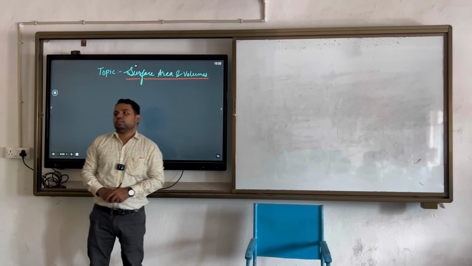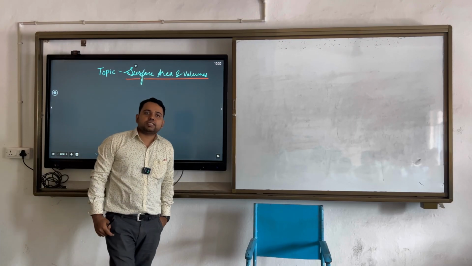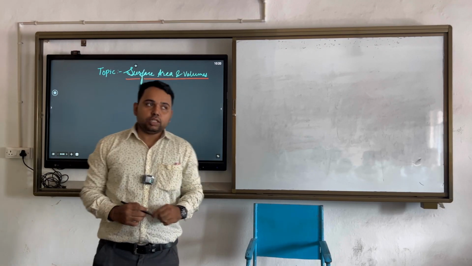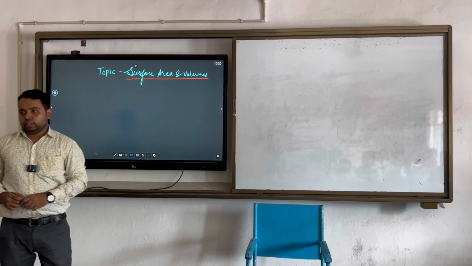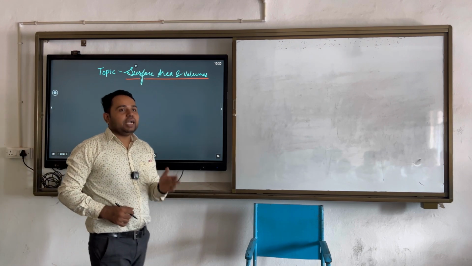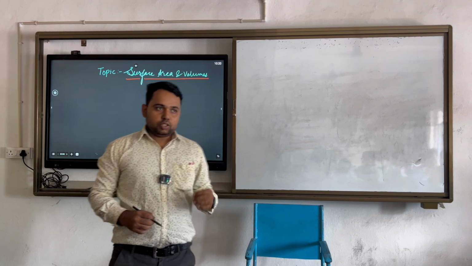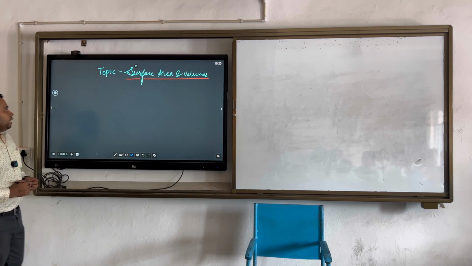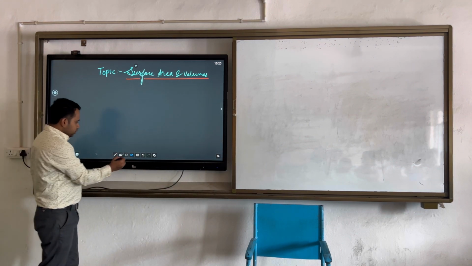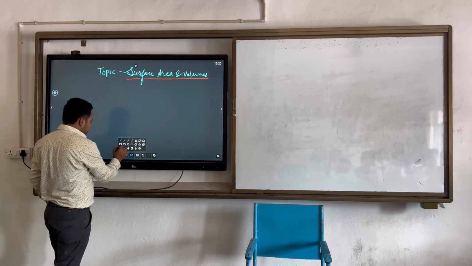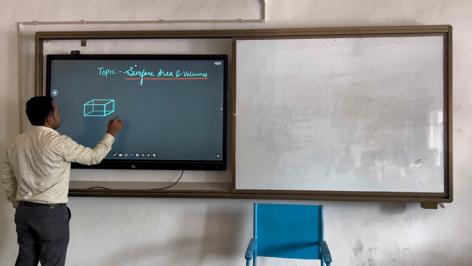Good morning, students. Today we will discuss one topic, that is surface area and volume with art integration. Okay, so we'll discuss art integrated also. Let's discuss the three things first. The first thing is the cuboid. Yes, this is the cuboid.